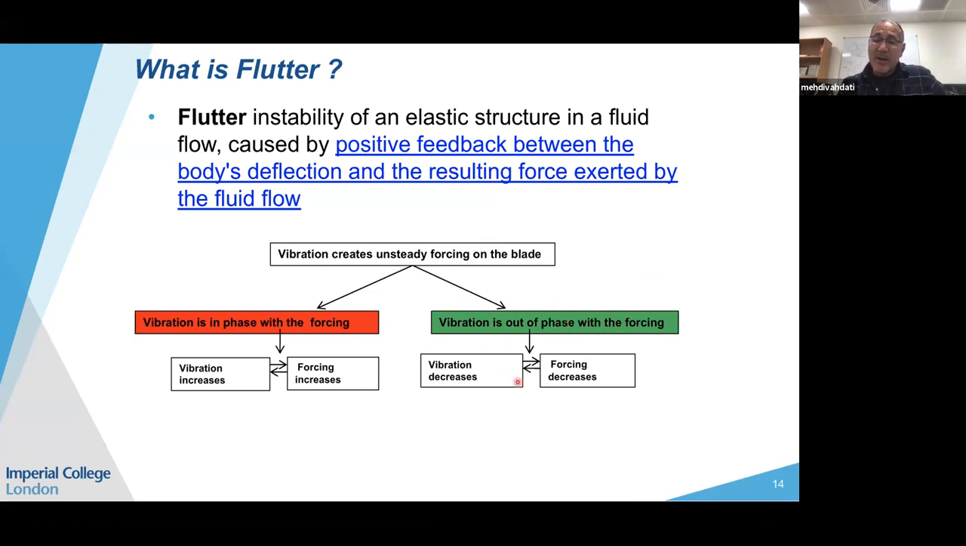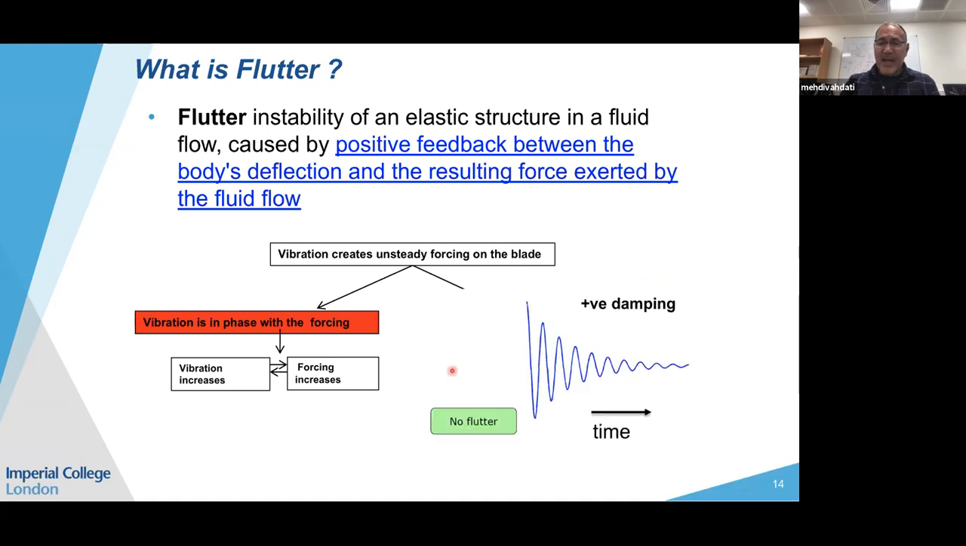Because they're out of phase, the vibration decreases, aerodynamic forces decrease, consequently vibration decreases, and so it's a stable system. This is a typical behavior of a stable scenario where there is no flutter. You give it a displacement, and in time the vibration dies. Just for your information, in the rest of the presentation, I will refer to stable cases as cases with positive damping.